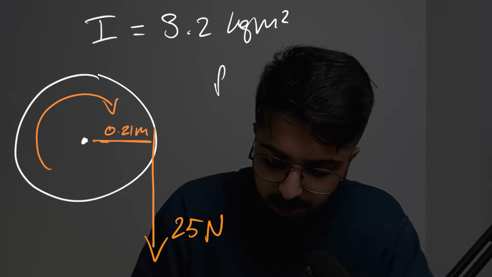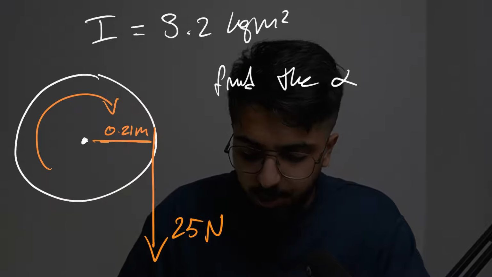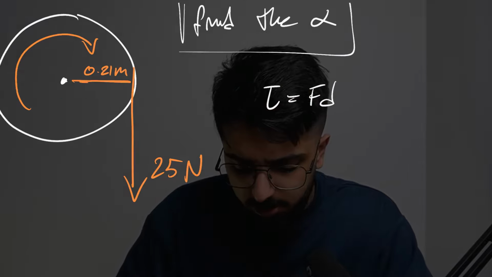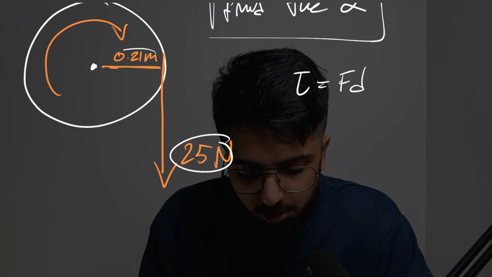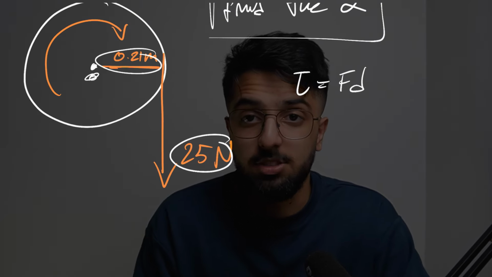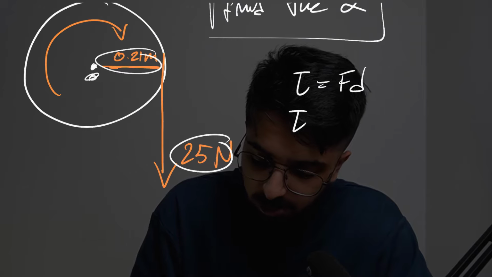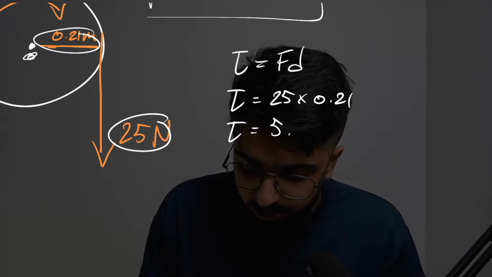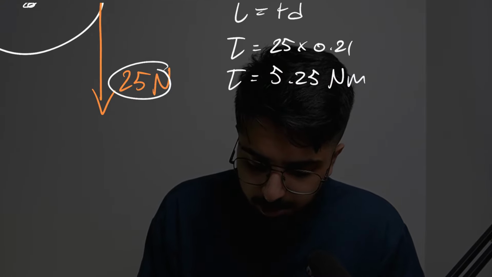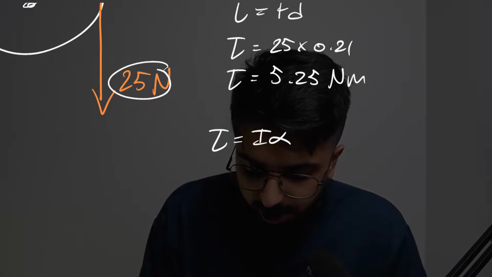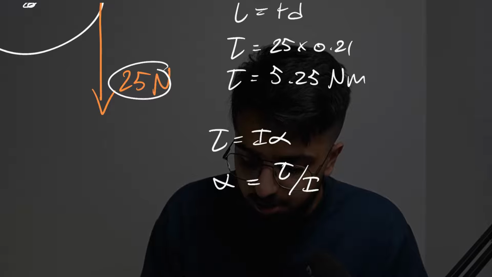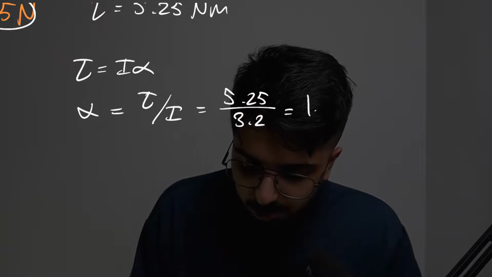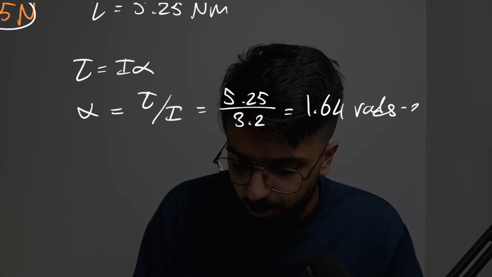And let's say for this we want to find the angular acceleration, okay? So from our level 2, we should know that torque is equal to force times distance, and we are applying a force of 25 newtons at 0.21 meters from the pivot, or axis of rotation if you will, and therefore our torque is equal to 25 times 0.21, and this gives us a torque of 5.25 newton meters. And because we know that torque is equal to I alpha, we know our alpha is equal to torque over our rotational inertia, and therefore 5.25 over 3.2. This is equal to 1.64 radians per second squared.